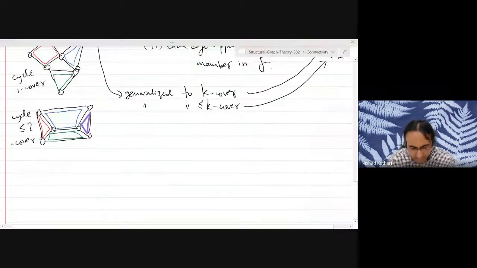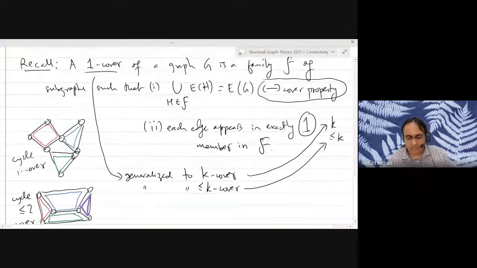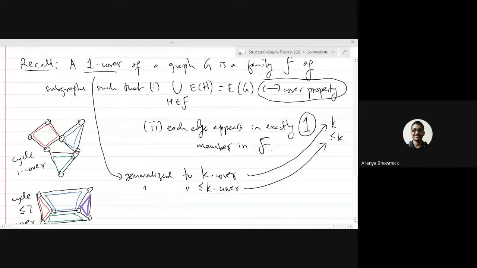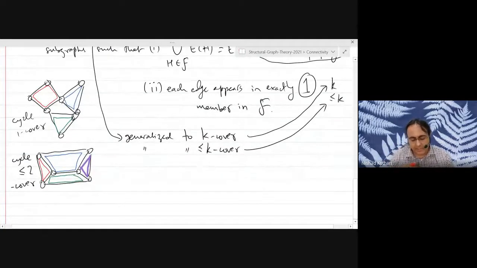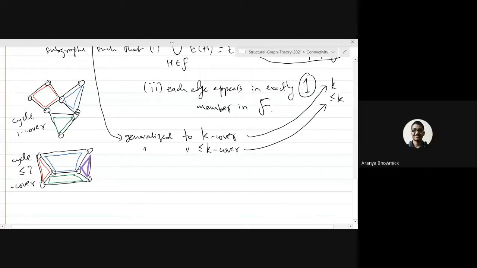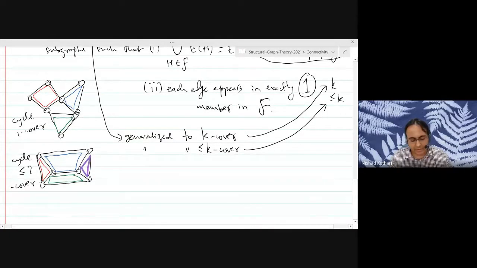Any questions regarding the definitions? Sir, I have a question. So it is not a cycle 2-cover. Yeah, what I have drawn here is not a cycle 2-cover. You can get a cycle 2-cover very easily from here, but I have given you an example of a cycle at-most-2 cover. Every edge is used in at most 2 cycles.